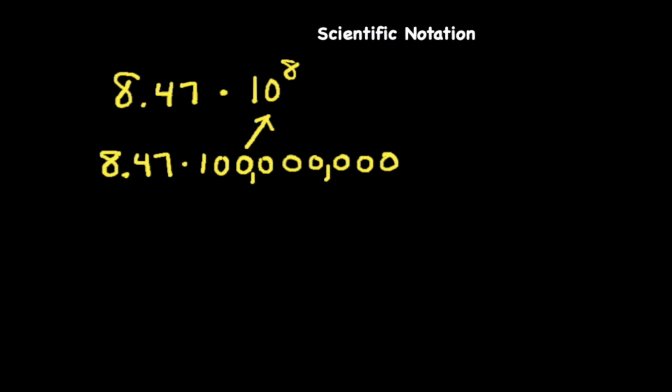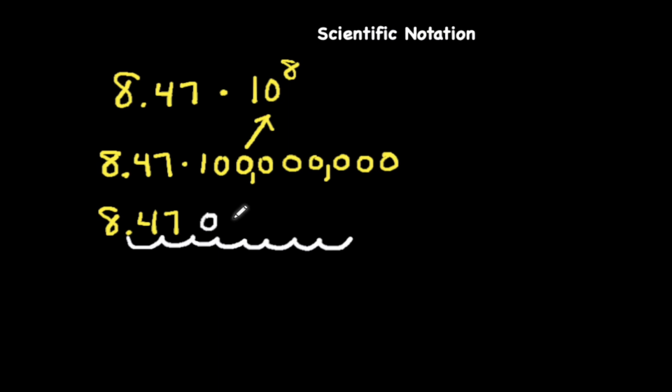Okay. All right, so we have 8.47. And we're going to take the decimal point and we're moving it 8 places to the right. So that looks like this: 1, 2, 3, 4, 5, 6, 7, 8. And then all you're doing is filling in the spaces with zeros. So you should get 847 million, which is what we got for our previous answer.